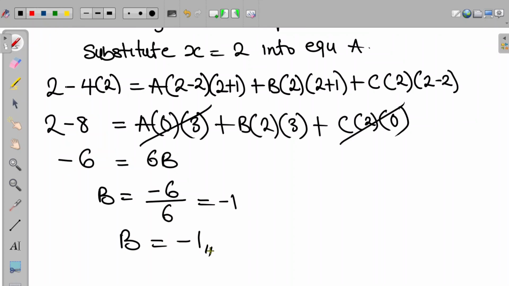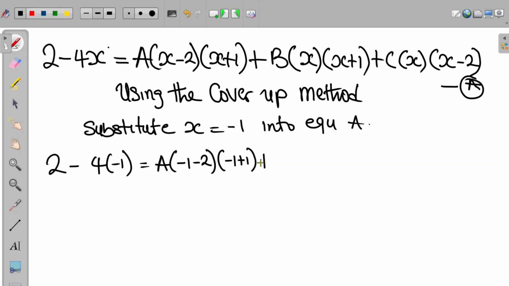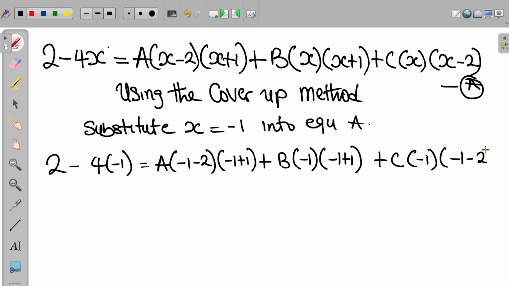Now, finally, to obtain the value of C, we substitute x equal to negative 1 into equation A. Thus, equation A becomes 2 minus 4 times negative 1 equal to A(minus 1 minus 2) multiplied by (minus 1 plus 1), plus B(minus 1) multiplied by (minus 1 plus 1), plus C(minus 1)(minus 1 minus 2).